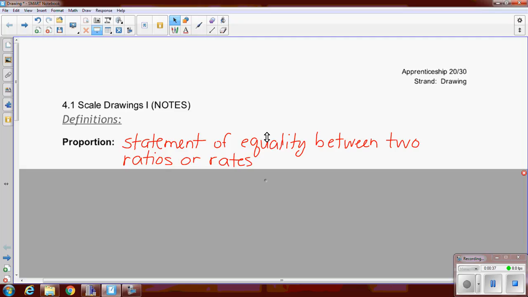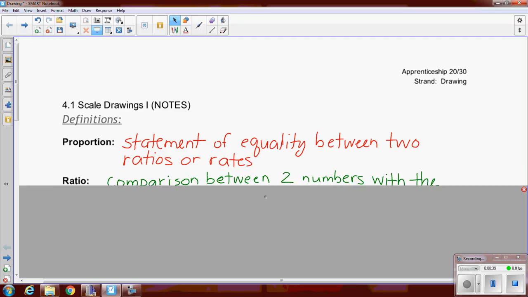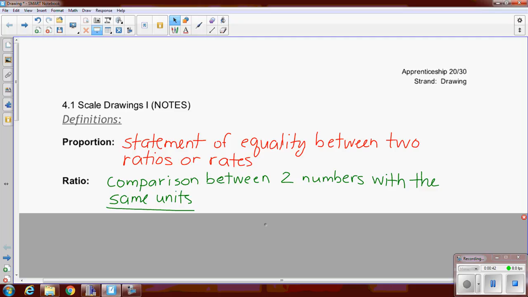But there's two key words in that definition, one of them being a ratio. Now, you would have taken ratios early in junior high and in some high school courses as well. A ratio is a comparison between two numbers, but these two numbers have to have the same units. So if we're talking meters, they both have to be in meters. If we're talking centimeters, they both have to be in centimeters. So the units need to be the same in a ratio.